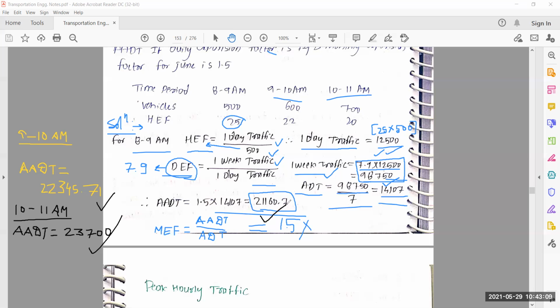Now we calculate the average of the ADT. Just add all the values and divide by 3. From dividing it by 3, we get the value of annual average daily traffic. So up to this point, we cover all the aspects of traffic volume.